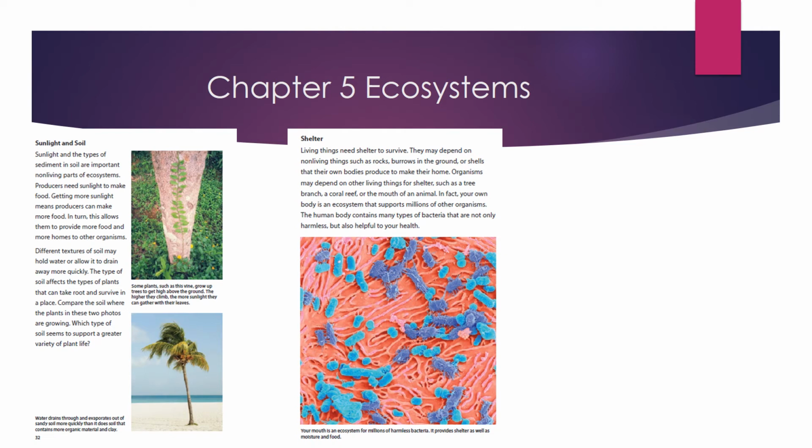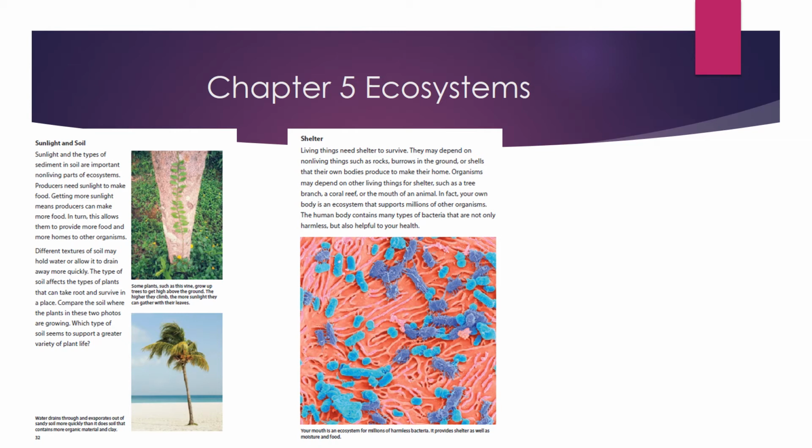Shelter. Living things need shelter to survive. They may depend on non-living things such as rocks, burrows in the ground, or shells that their own bodies produce to make their home. Organisms may depend on other living things for shelter, such as a tree branch, a coral reef, or the mouth of an animal.